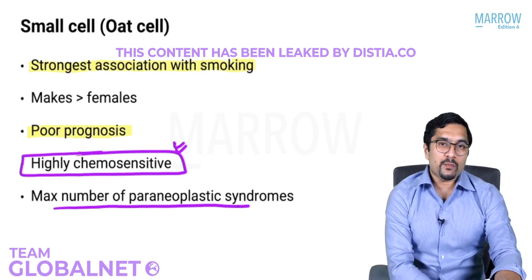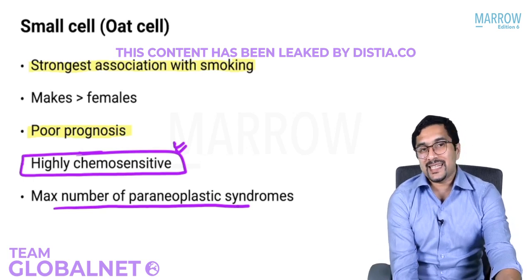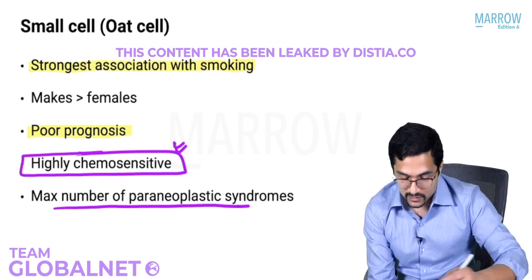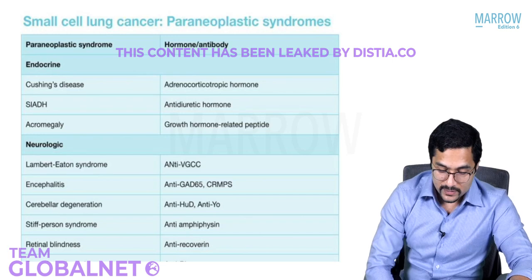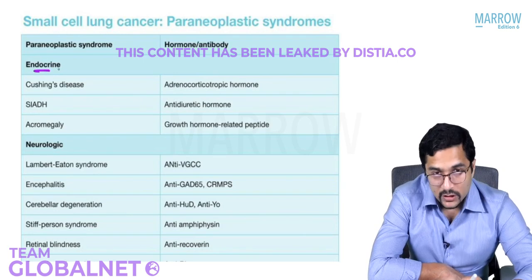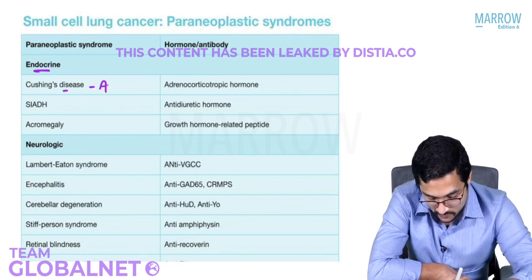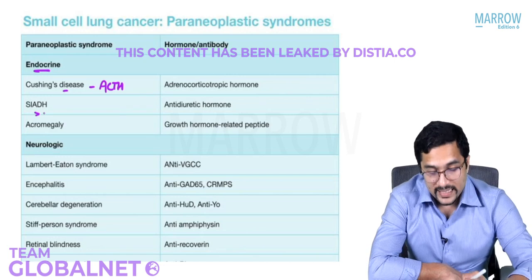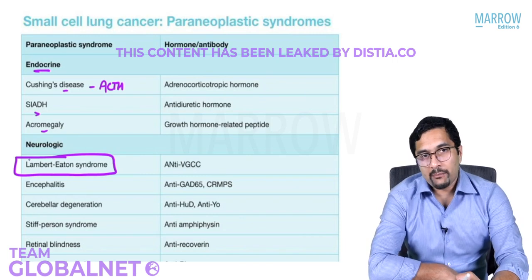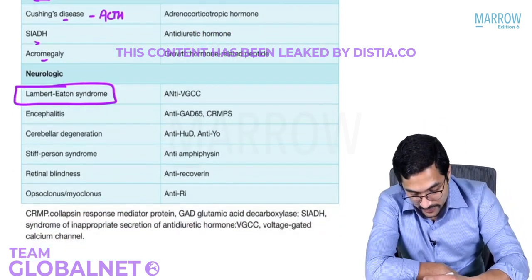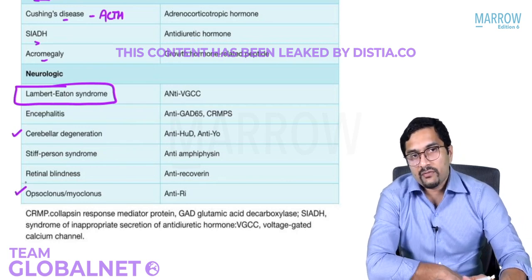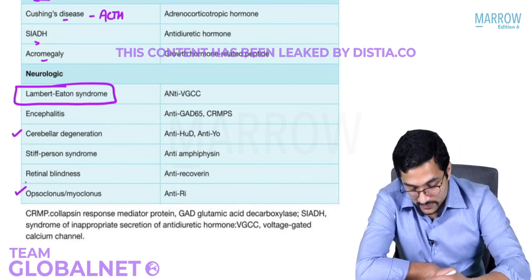We've discussed paraneoplastic syndromes in hepatocellular cancer and renal cell cancer. We need to know the paraneoplastic syndromes in lung cancer as well. The paraneoplastic syndromes can again be endocrine, non-endocrine or neurogenic. Endocrine paraneoplastic syndromes can be Cushing's syndrome because of ACTH release, SIADH, acromegaly. Neurological can be Lambert-Eaton syndrome, which we studied in renal cell cancer as well. There can be cerebellar degeneration. There can be opsoclonus-myoclonus, which we've discussed in neuroblastomas as well.